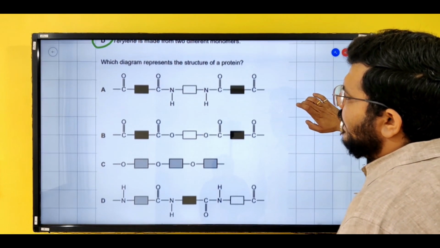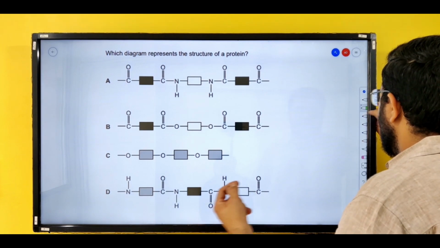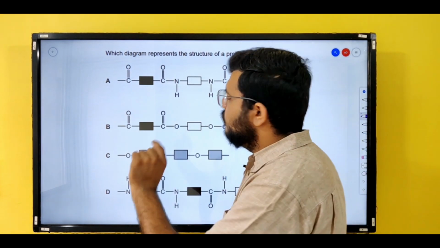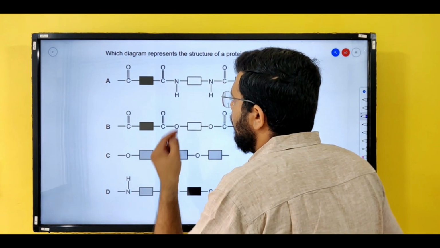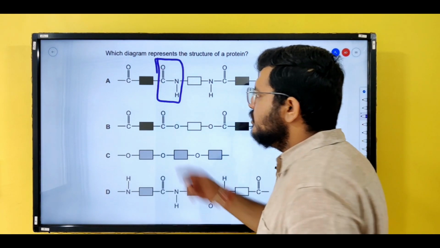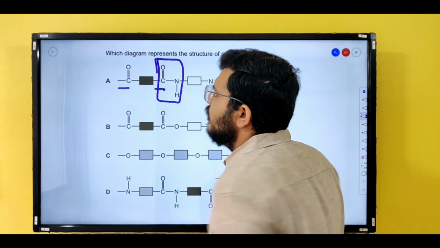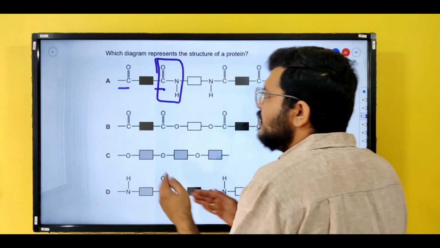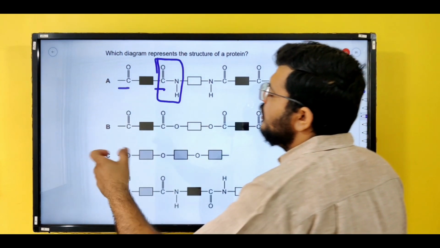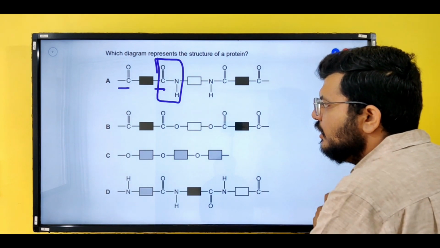Next, which diagram represents the structure of protein? Now, if you remember, we just did proteins in which there was amide linkage. But will this be the correct protein? No. Why? Because on both sides you have C double bond O. Proteins are made from amino acids. Amino acids have an amine on one side, carboxylic acid on the other side.